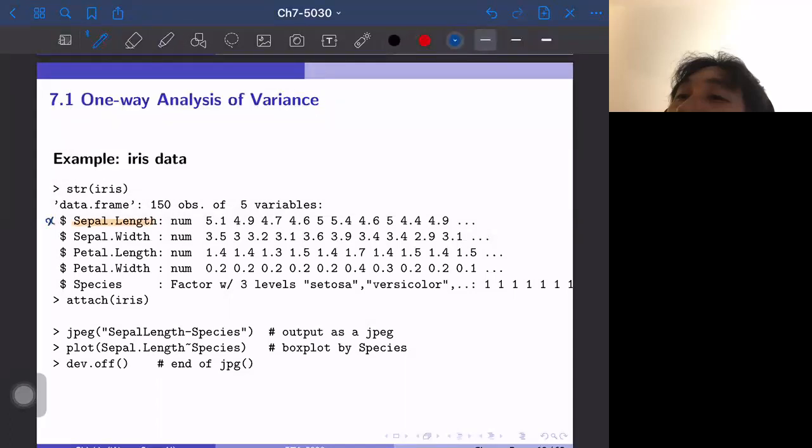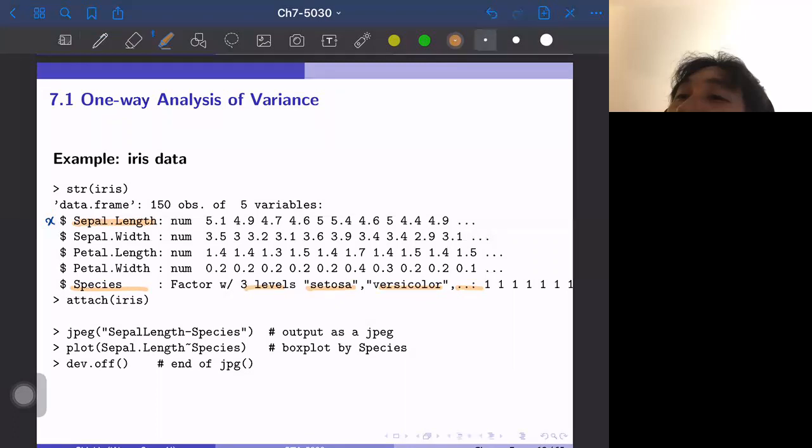And we have the factor. The factor is the species. We have 3 species: Setosa, Versicolor and Virginica. So we have 3 levels. So we analyze the sepal lengths by species.